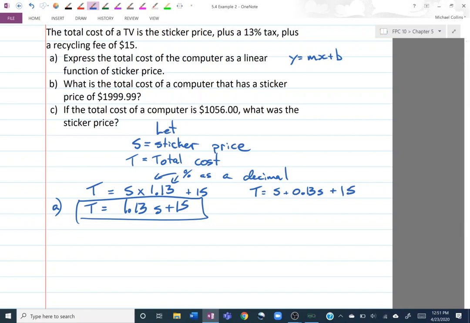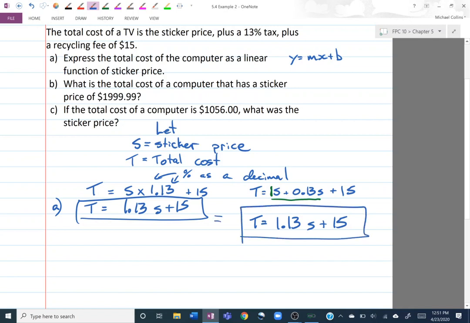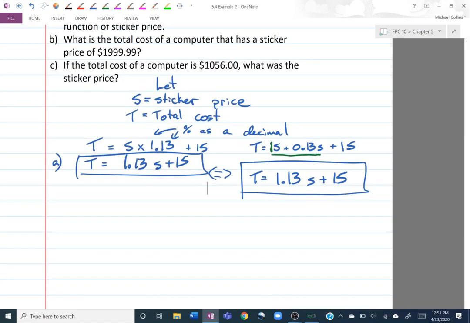I will notice that my middle 2 terms are like terms. They both have the variable S, and out in front of here I have 1s, so 1S plus 0.13S is going to be T is equal to 1.13S plus 15. Again, 2 different ways. Notice how, same thing. We get to the same answer. Both are great answers for A. So let's look at B.